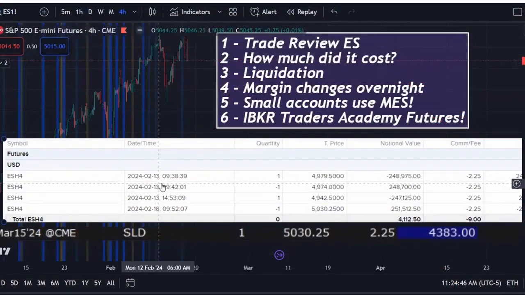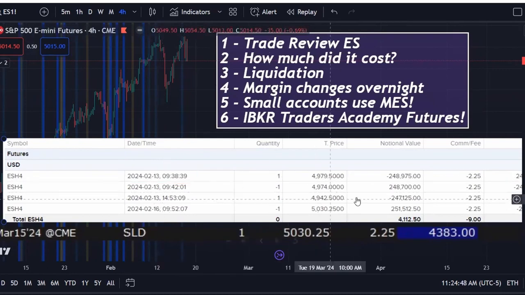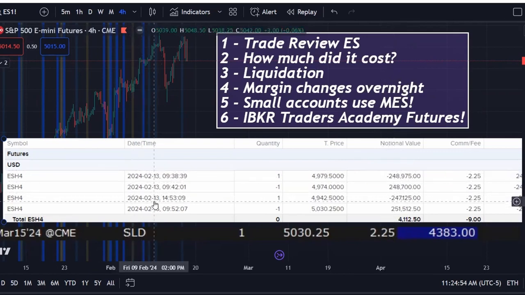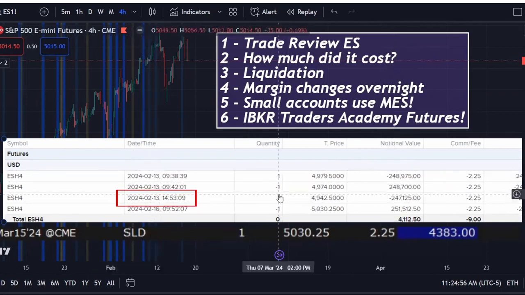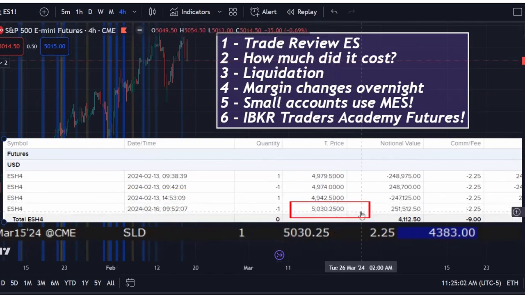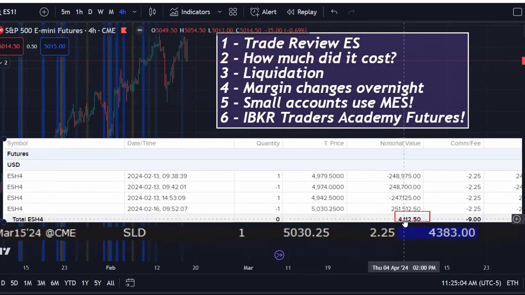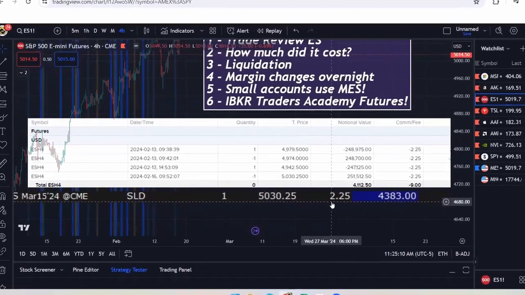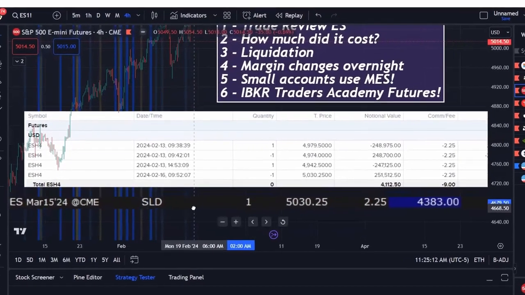So I started off on February 13th. I actually made a mistake in the morning and I lost a few $100s on this trade. And then I rebought on the 13th, one contract at 49.4250, and I sold it at 50.30.25. My net profit was $4,112.50. And on that trade, you can see right here, I sold it for $4,383 on one contract.